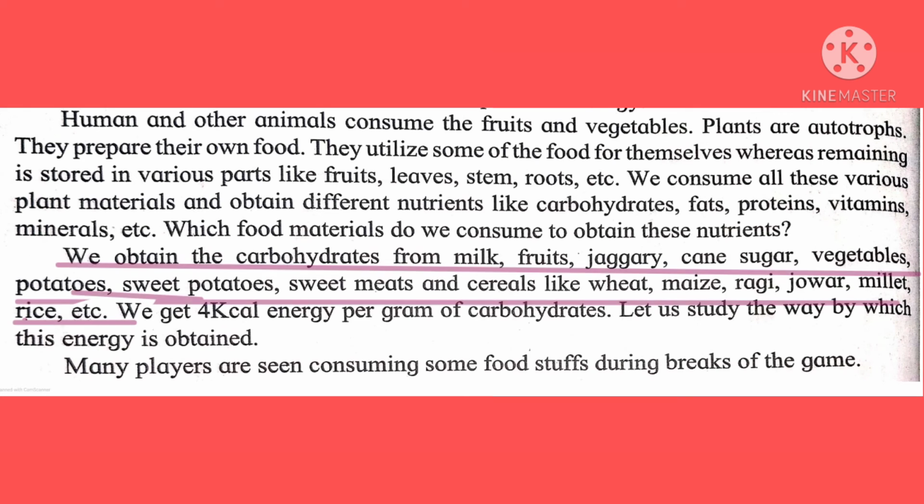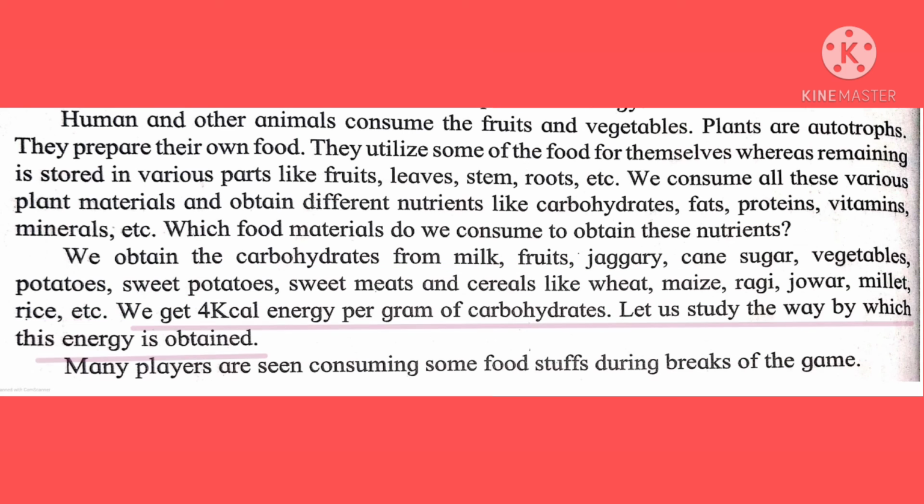We obtain carbohydrates from milk, fruits, jaggery, cane sugar, vegetables, potatoes, sweet meat, and cereals like wheat, maize, ragi, jowar, millet, rice, etc. Students, these are the different foodstuffs from which we get carbohydrates, because carbohydrates are the type of nutrients which provide energy. So energy providing nutrients are known as carbohydrates. We get 4 kilocalorie energy per gram of carbohydrate, that means 1 gram of carbohydrate gives us 4 kilocalorie energy.